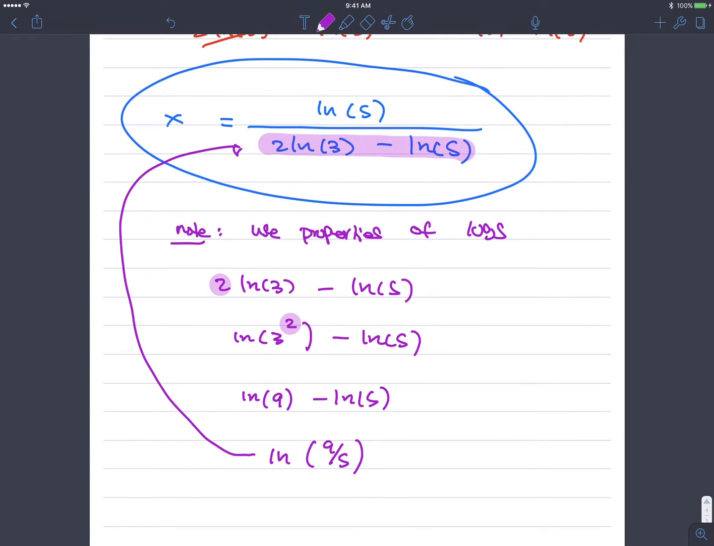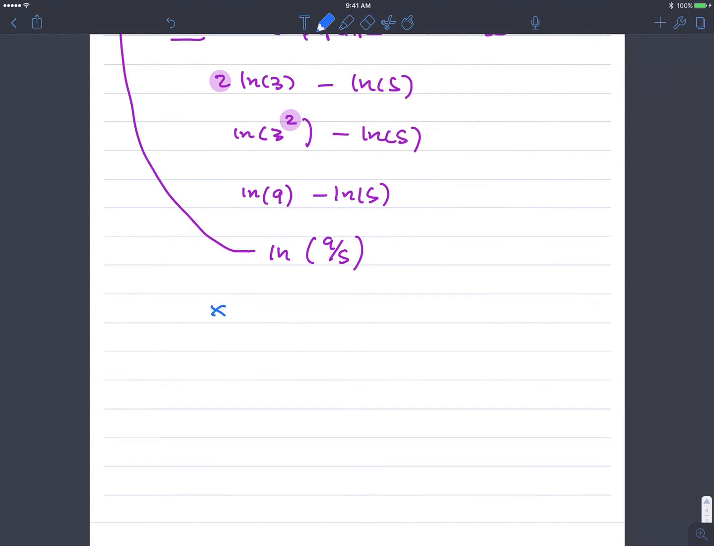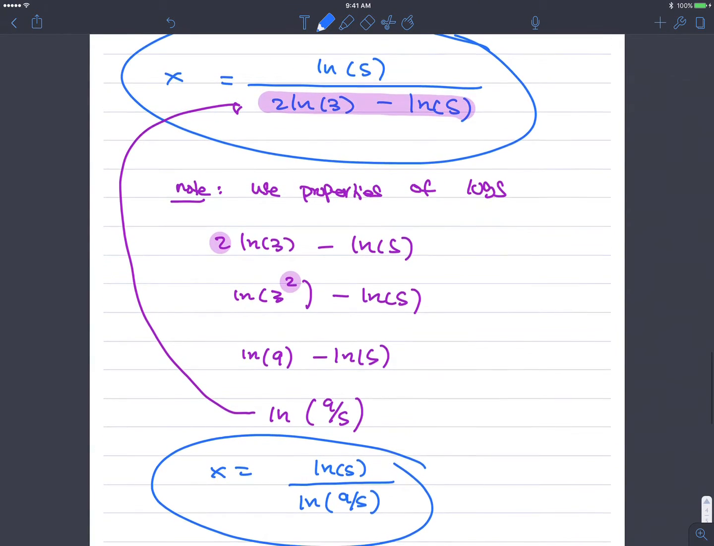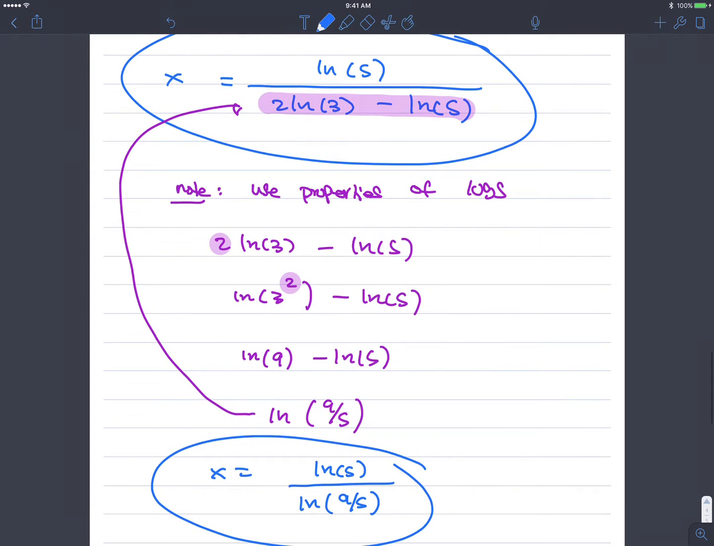So in some books, as a final answer, what you can see here is, yes, x will still have the natural log 5 as a numerator, but the denominator will be natural log 9/5. And this is also an acceptable answer. So either of these two are fine.